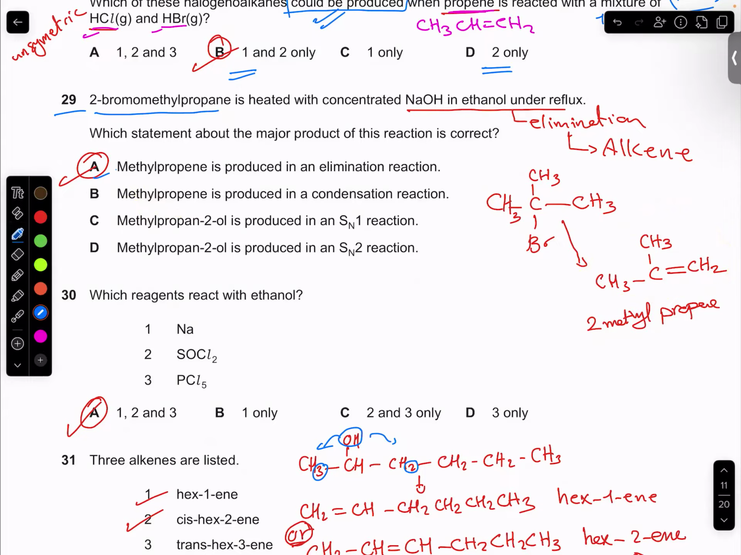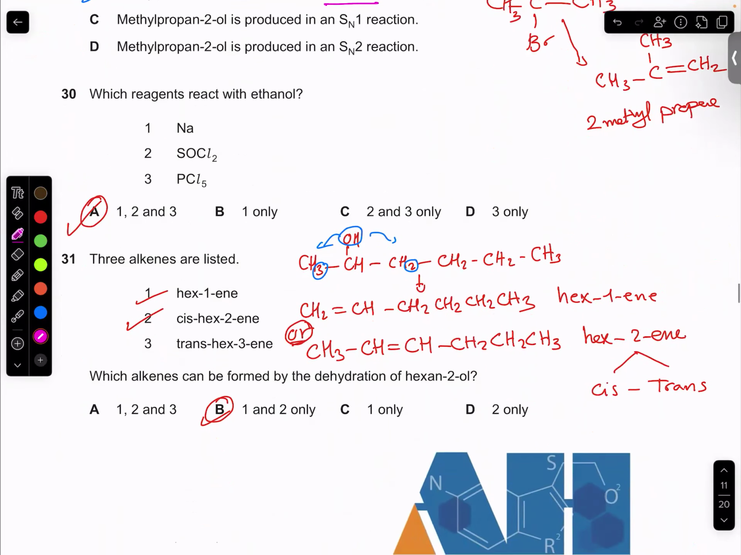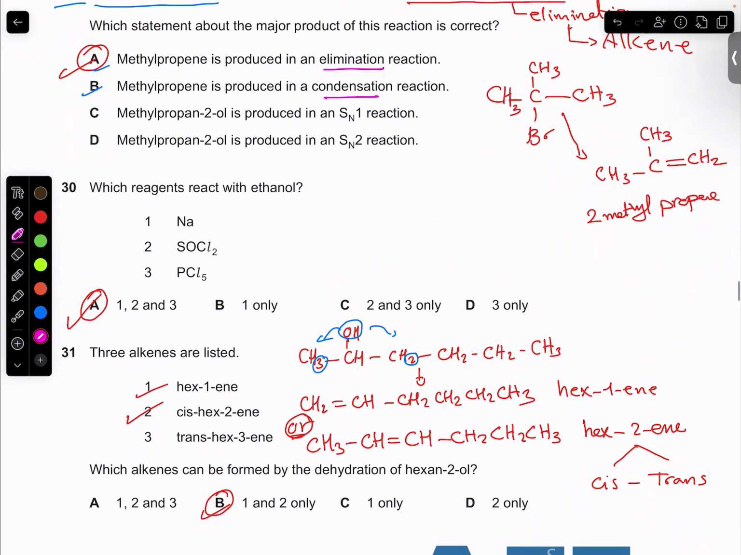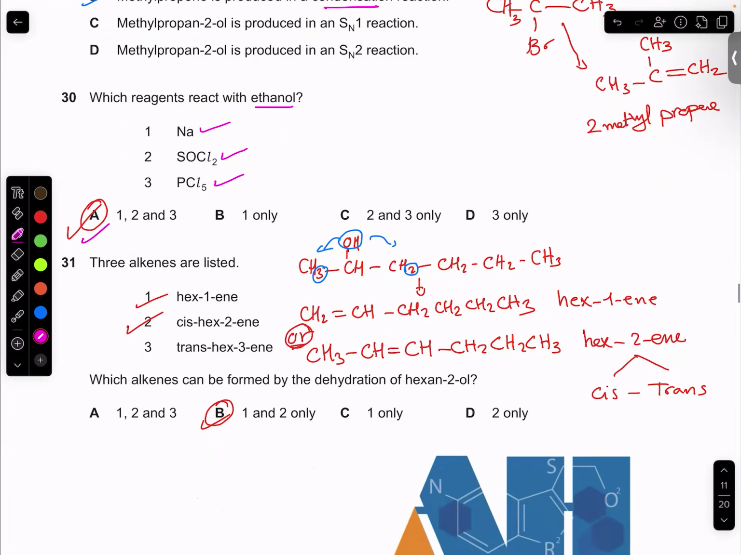So the answer could be 1 or 2, or A or B. Okay. Methyl propene is produced in the elimination reaction or condensation reaction. Of course it's an elimination reaction. So the answer is A. Question 30. Which reagent reacts with ethanol? Ethanol is an alcohol. Of course alcohol reacts with sodium. It reacts with SOCl2, and reacts with PCl5. This is a direct question. The answer is 1, 2, and 3.